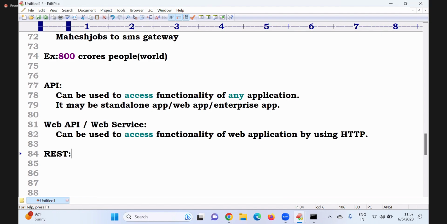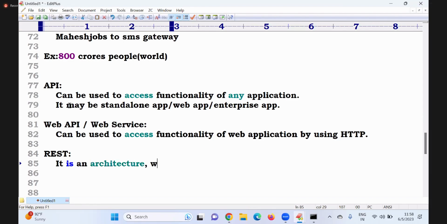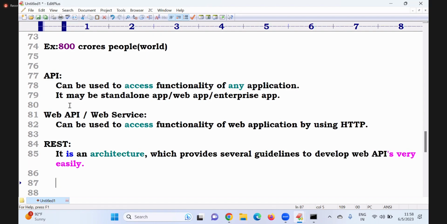What is REST? It is not an API, it is one architecture, which provides several guidelines to develop web APIs. That is REST, sir.